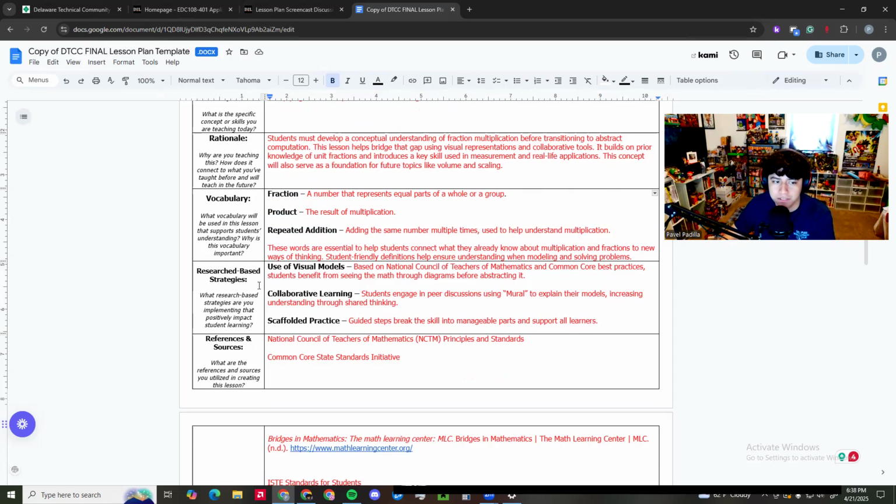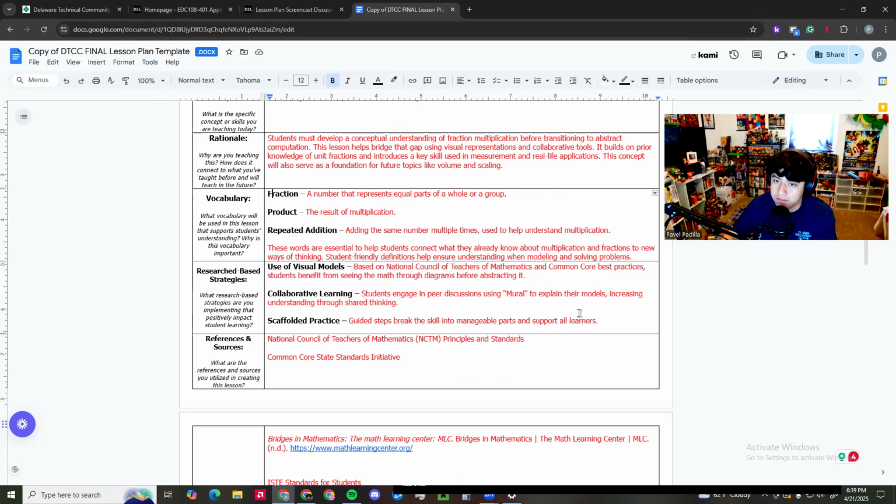My research-based strategies: using visual models. I'm a big hands-on and visual learner, so I chose these ones. Based on National Council of Teachers of Mathematics and Common Core best practices, students benefit from seeing the math through diagrams before abstracting it. Collaborative learning as a group: students engage in peer discussion using Mural, the application, to explain their models, increasing understanding through shared thinking.